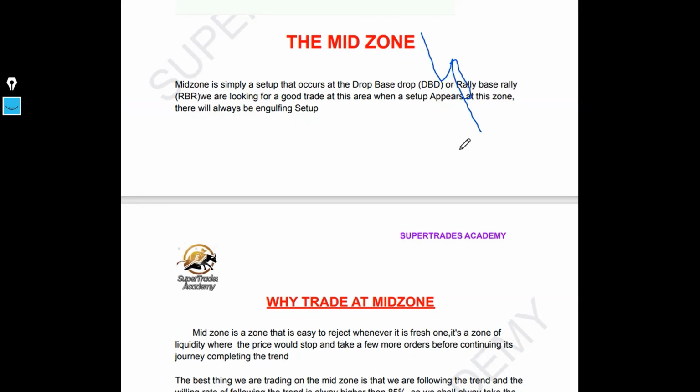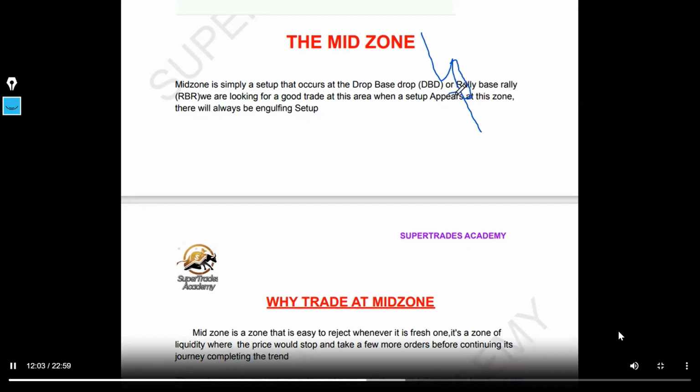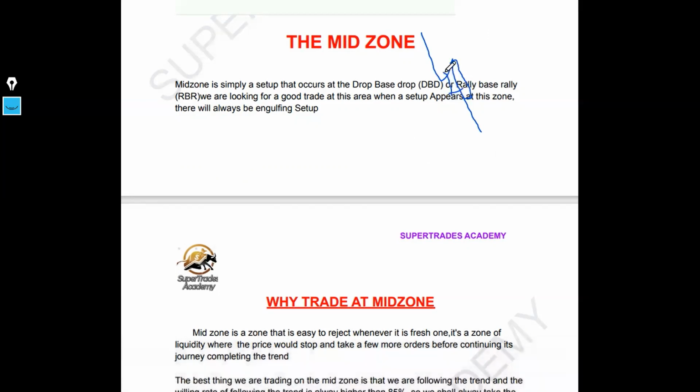I'm not good in art, guys. That's why I wrote everything. So this will be the up, I think it will be here. Let me try it again. Look, this will be the bullish candle here, and this will be the bearish engulfing candle. This one here will be engulfing this one.